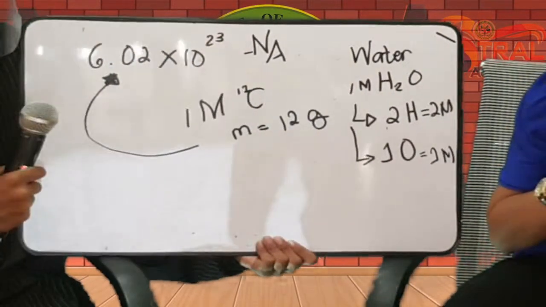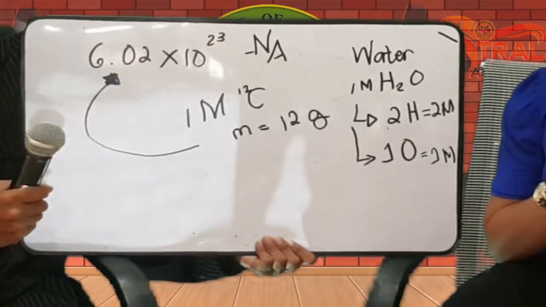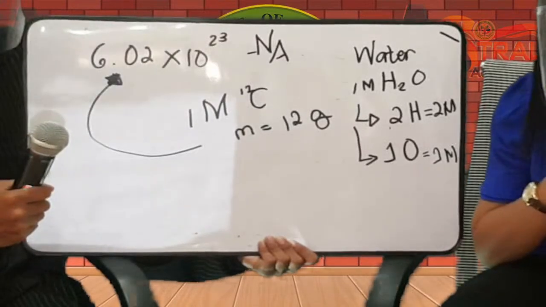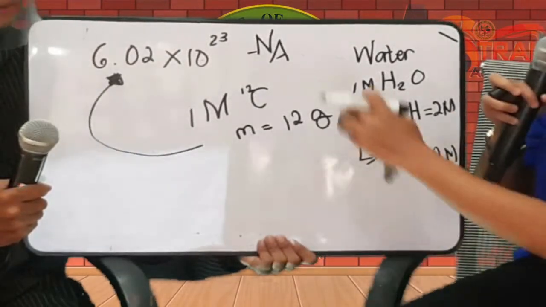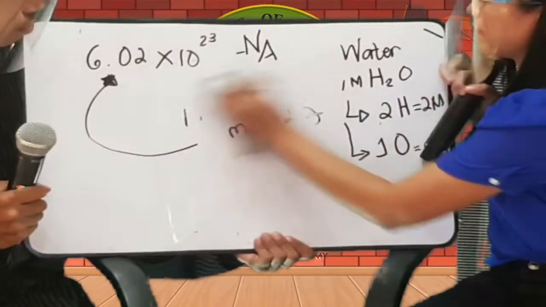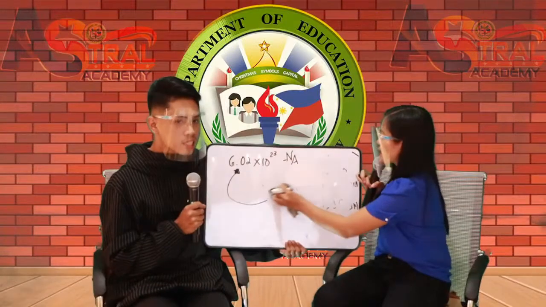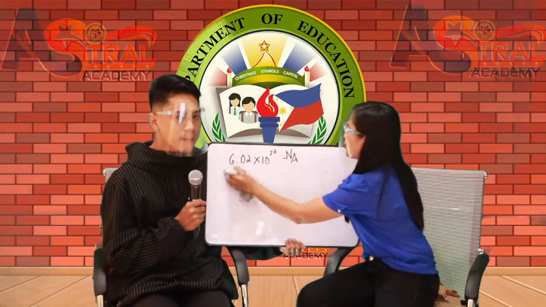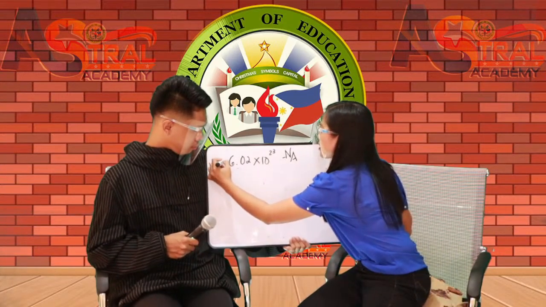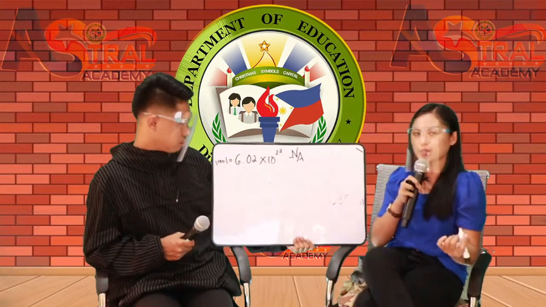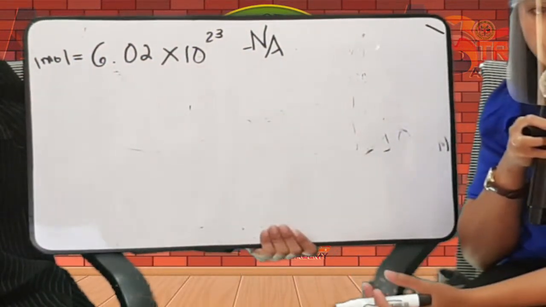Let's have this sample problem. How many molecules are there in 4 moles of NaCl, commonly known as table salt? To answer this question, you have to consider again Avogadro's constant, wherein 1 mole of a substance is equivalent to 6.02 times 10 to the power of 23. That's right. Again, 1 mole of a substance is equal to 6.02 times 10 to the power of 23 particles or molecules.